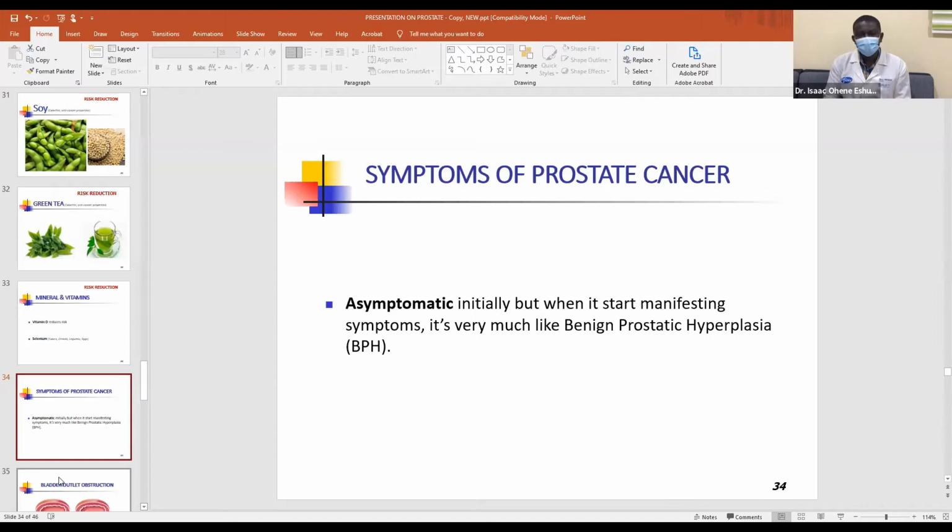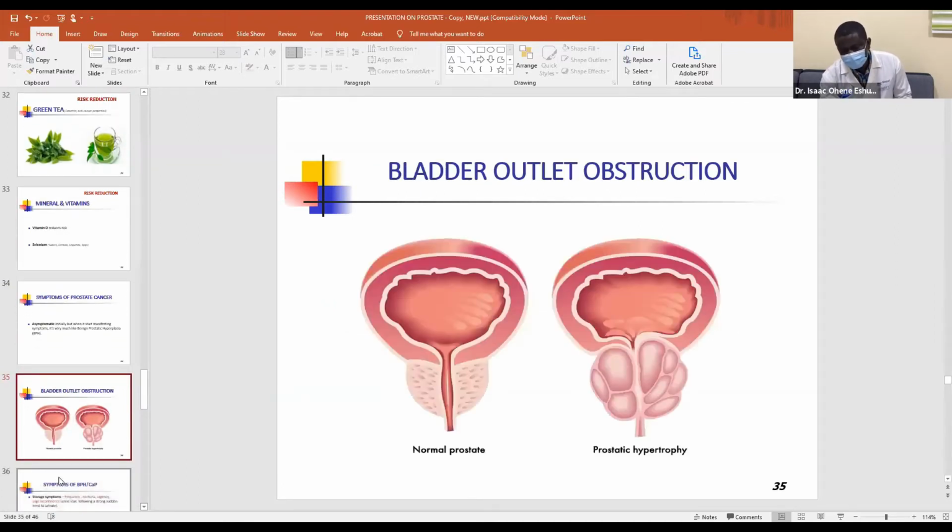And we'll go back to the diagram we looked at earlier. And this is a diagram that would explain the symptoms. So we have a normal prostate with a normal urethra, and we have an abnormal prostate with an occluded urethra, which gives no room or space for urine to travel through.